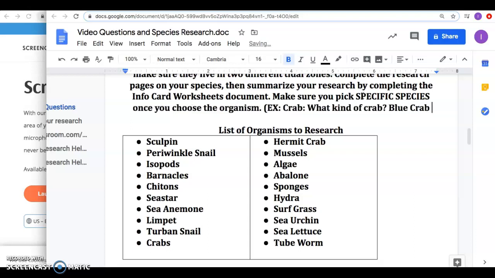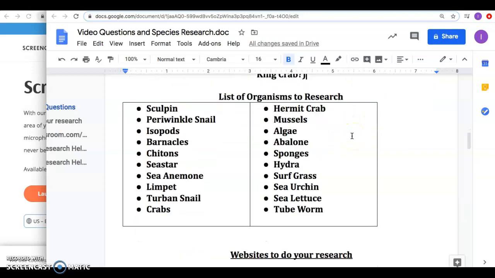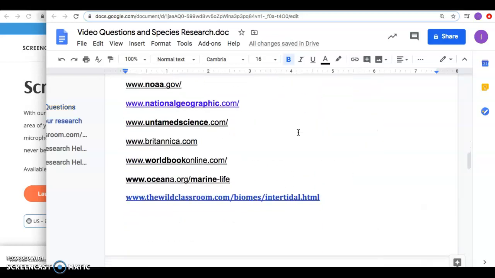Blue crab? Okay, king crab? All that kind of stuff, okay? You have to be specific, right? There's hundreds of different species of some of these things, okay? There's probably thousands of different species of algae, all right? And you'll know what I'm talking about in a second.